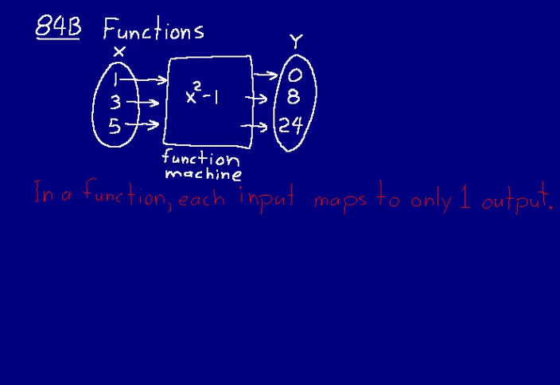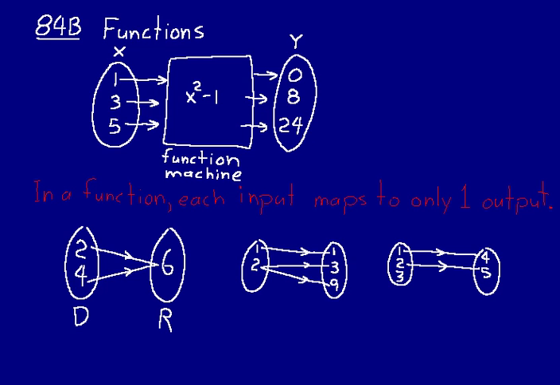Now all of the outputs could have the same value. For example, the 1 could map to the 8, the 3 could map to the 8, and the 5 could map to the 8, depending on what the operation was that the function machine was doing. They could all map to the same value, but one value of the input cannot have two different y values as output.